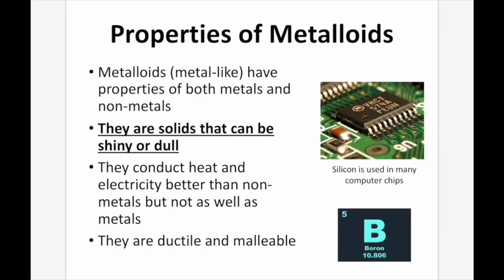And then you have metalloids, which are metal-like. They're similar to metals and nonmetals. They have properties of both. They are solids that can be shiny or dull. They conduct heat and electricity better than nonmetals, but not as well as metals. And they are ductile and malleable. Good examples of metalloids include silicon and boron.